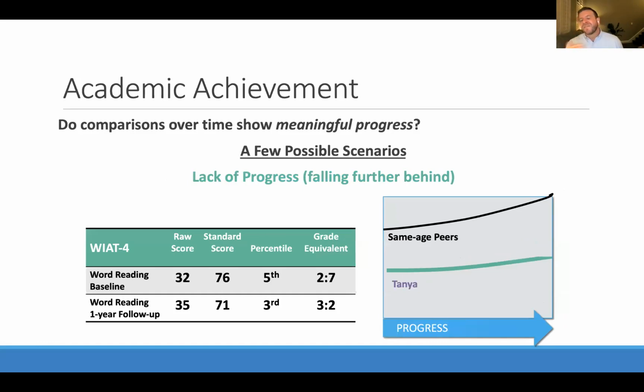The next thing we might see is falling further behind. If we look at the number of words read, we can see that Tanya went from a 32 to a 35. So it's not like Tanya's not reading a few more words, but it's not even enough to keep pace with peers. Peers have improved and Tanya's stayed roughly the same. And so we see a widening gap, and that's going to be lack of progress, or falling further behind.